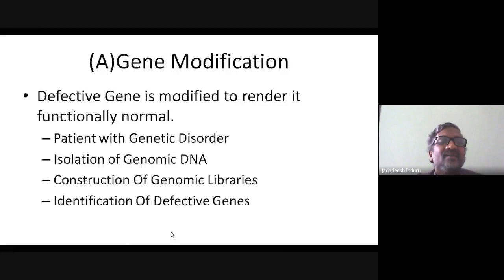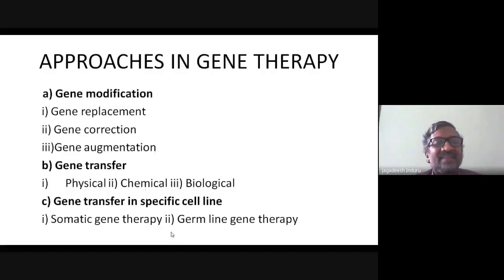So one is gene modification. The name itself is simple. Then gene transfer, and gene transfer in the specific cell line. In gene modification, again we have three types: gene replacement, gene correction, and gene augmentation. This is what we are doing: the original defective gene is getting modified. And in gene transfer, we again have three approaches: physical gene transfer, chemical, and biological.